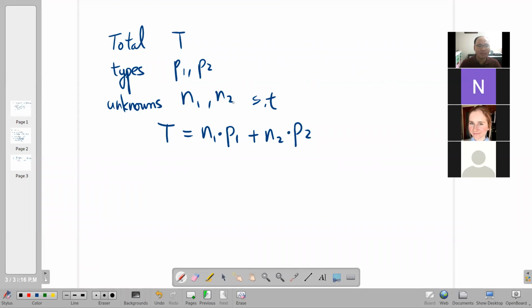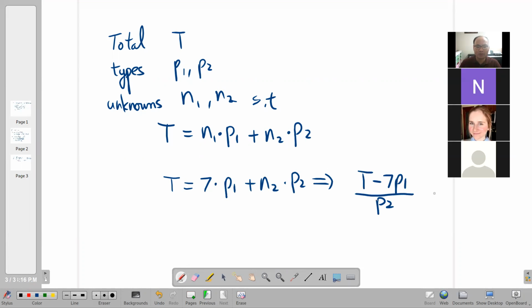Now, if N1 and N2 can be any number whatsoever, then you can just pick anything, doesn't matter, 7 times T1. And then you can always solve for N2 by saying T minus 7 T1, divided by T2. But of course, this number may not be an integer. And that's one of the problems.